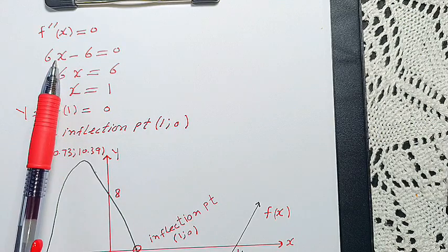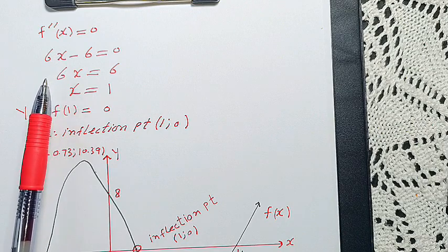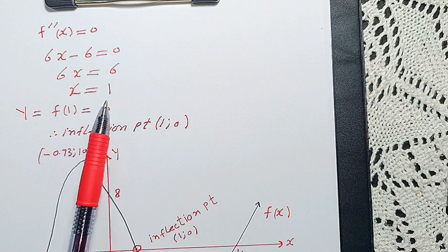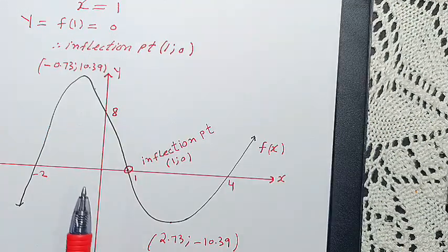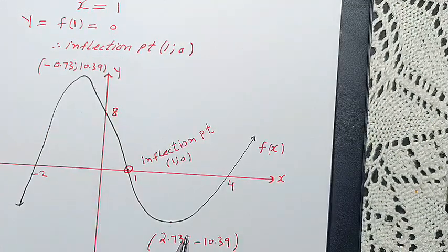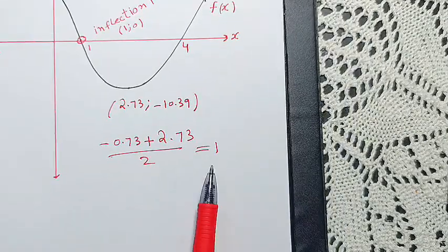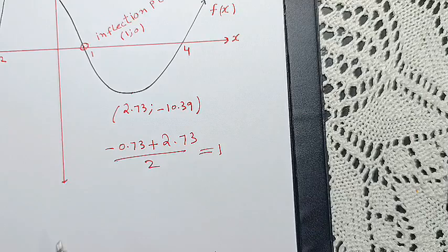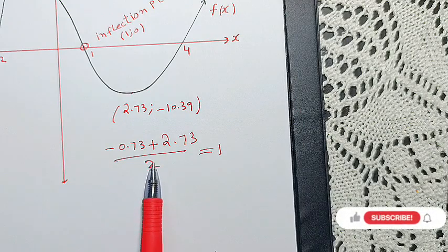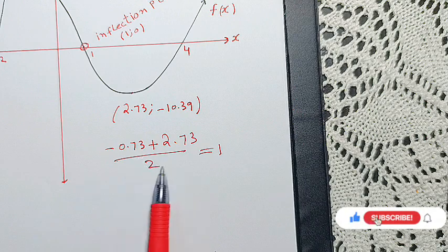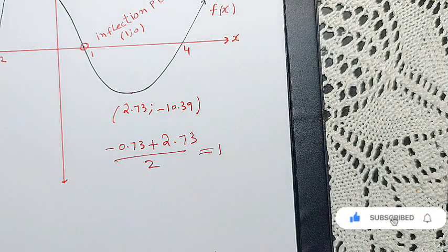So you can use the second derivative and find the x value, x is equal to 1. Or you can take the midpoint of the two turning points and the x value is going to be equal to 1. This is going to be very useful when you interpret the graph. So sometimes we do need this concept.